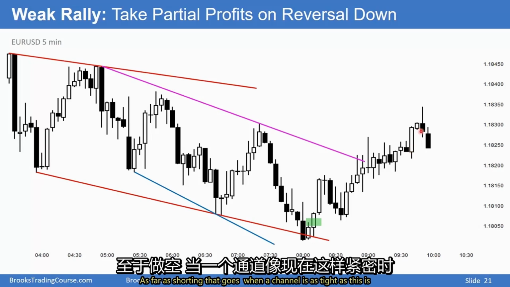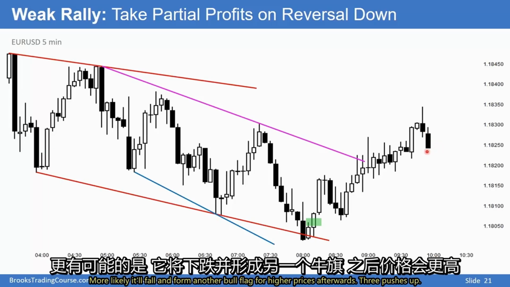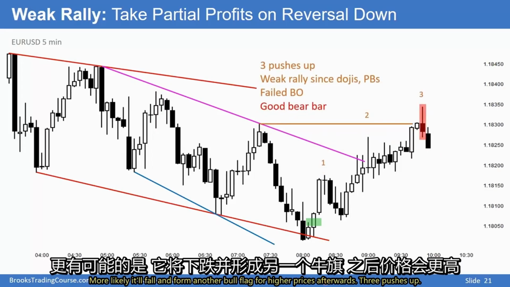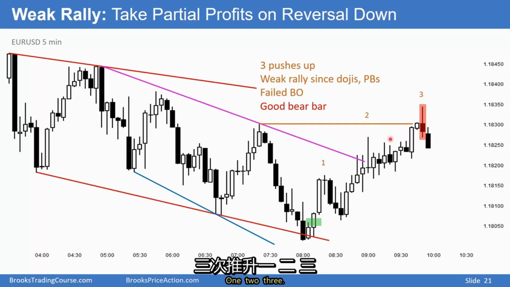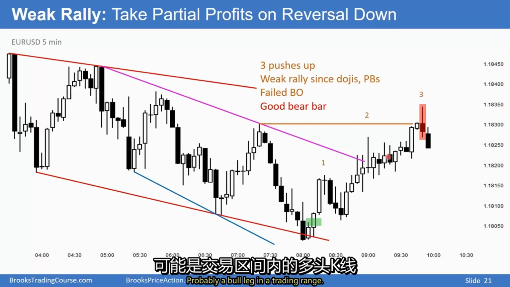As far as shorting that goes, when a channel is as tight as this is, it's probably a minor reversal, which means it probably will not fall very far. More likely, it'll fall and form another bull flag for higher prices afterwards. 3 pushes up, 1, 2, 3. A weak rally, lots of dojis and pullbacks on the way up. Probably a bull leg in a trading range.